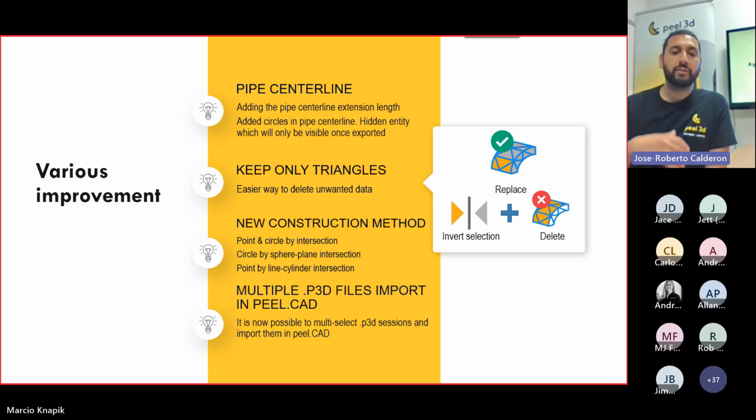And now we also have multiple PeelOS file import into PeelCAD. Before, we used to be able to just import one mesh at a time, one session at a time. Now we can select a bunch of them. We could select 2, 3, 4, 5 if you want to, and bring them all into PeelCAD into the same project that we're working in. So little improvements like that are just going to make it easier and faster to work with.